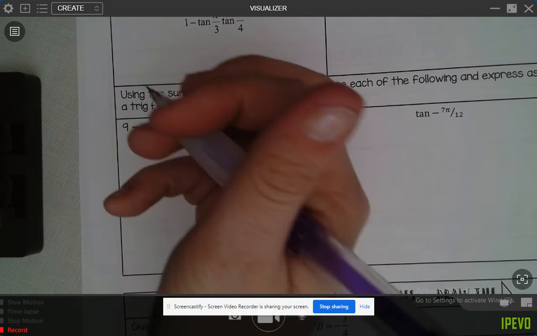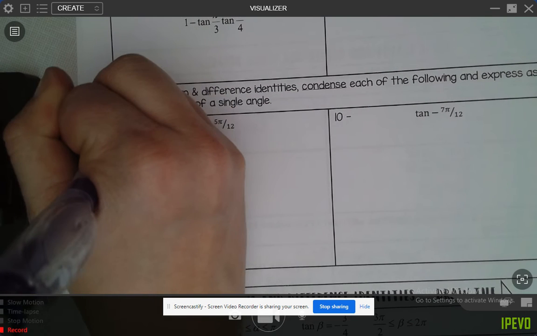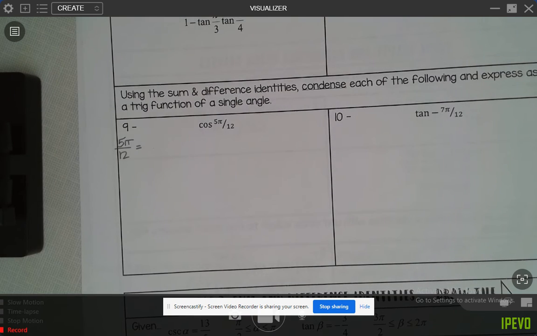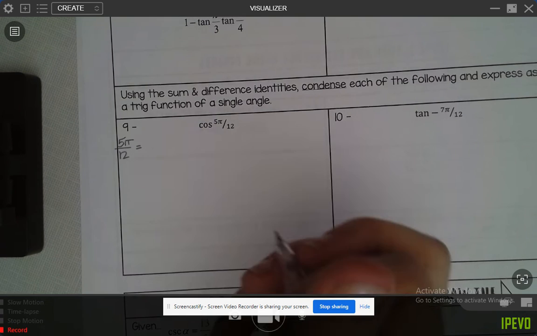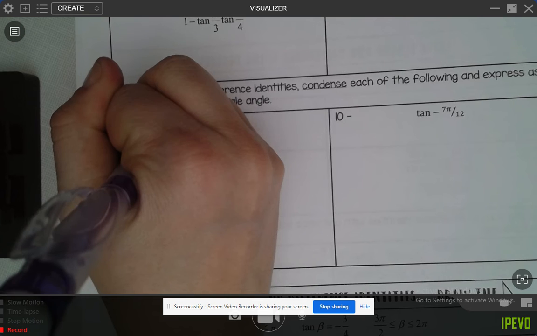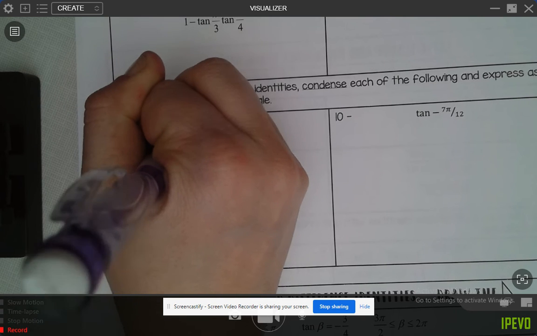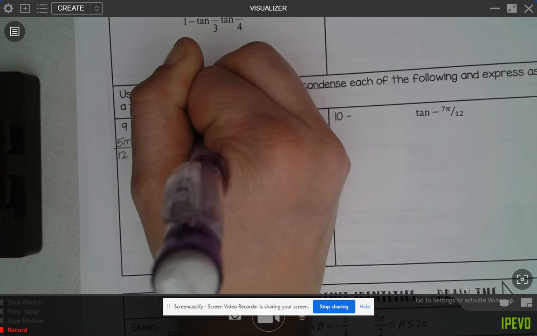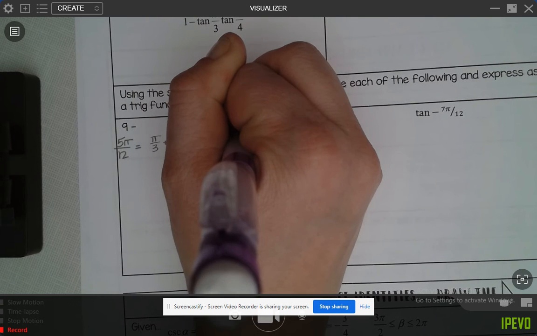So here's what I would start off by doing. I would write 5 pi over 12 equals, I know I'm using which 2? Which 2 have I always used? Pi over 3 and pi over 4, right? And immediately from there, I would write this over 12, and this is 4 pi plus 3 pi.